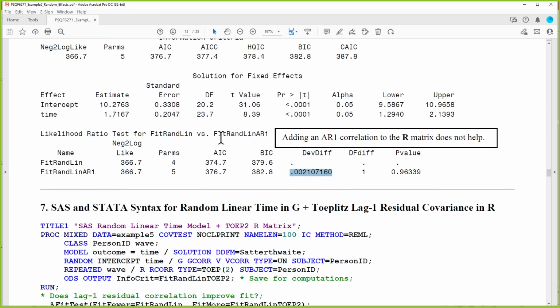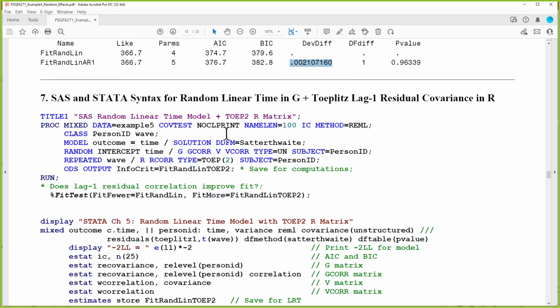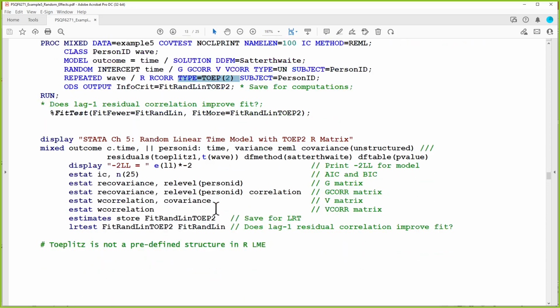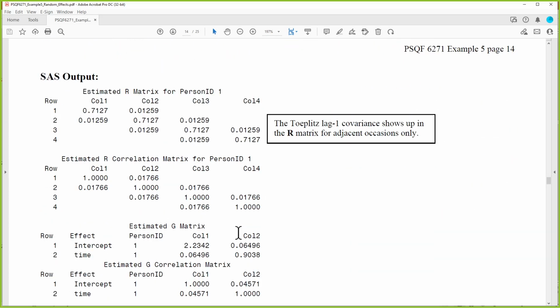Another choice that might be reasonable is Toeplitz, where I am adding just a lag 1 residual covariance. So just the adjacent occasions are allowed to have a covariance for their level 1 E residuals. So that one is fit in SAS as TOP2. The first one is the diagonal. The second one is lag 1. It is also possible to do that in Stata, and it's called Toeplitz 1 in Stata, and it's not a predefined structure in R. So we try that one.